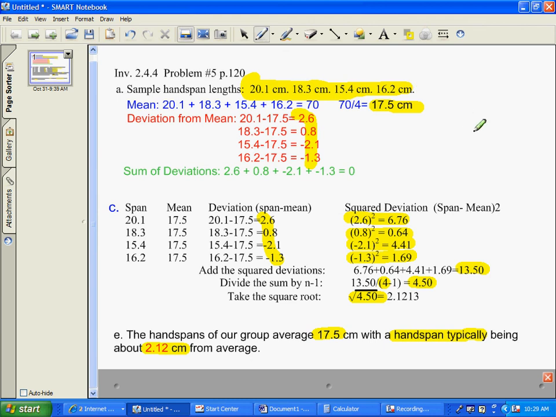At this point, you could go ahead and write a summary statement for your group, and then you can move on to problem number 6.